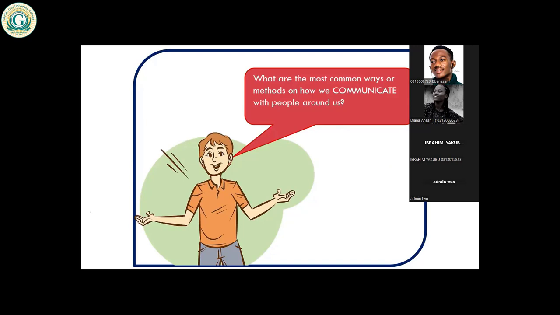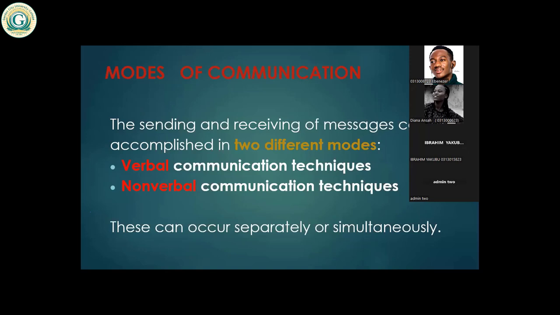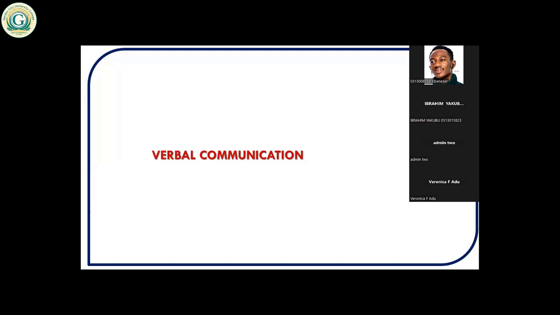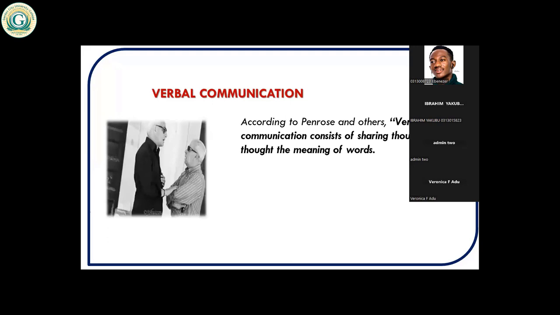Okay, so let's go through them one after the other. I don't know if we will finish, but we'll try. Well, these are the modes of communication. As you said, verbal and nonverbal. So the verbal communication. According to Penrose, verbal communication consists of sharing our thoughts and the meaning of the words. And according to Bovee and others, verbal communication is the expression of information through language, which is composed of words and grammar. So this is verbal communication.